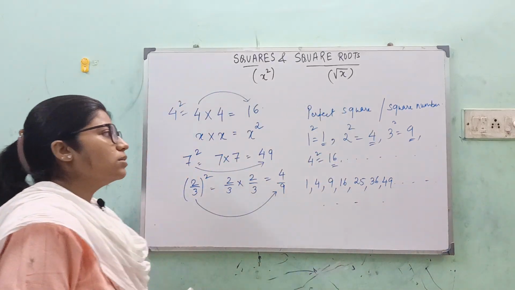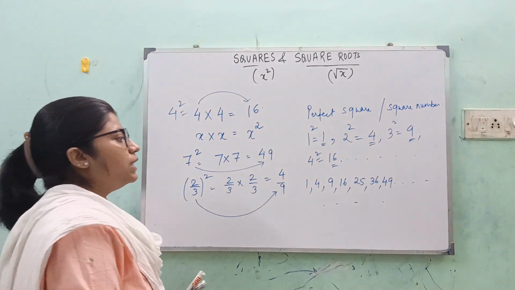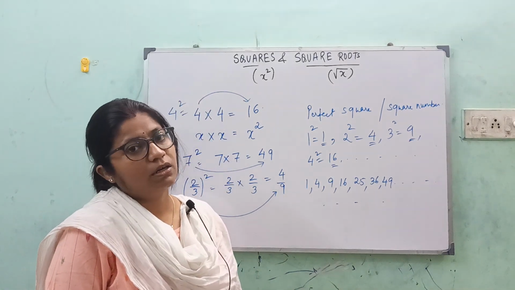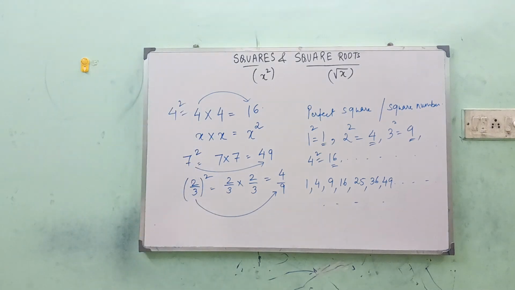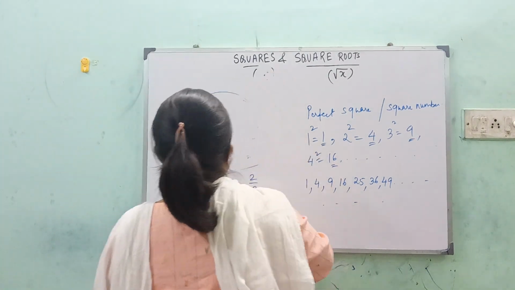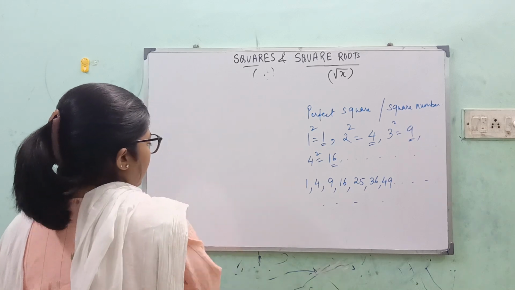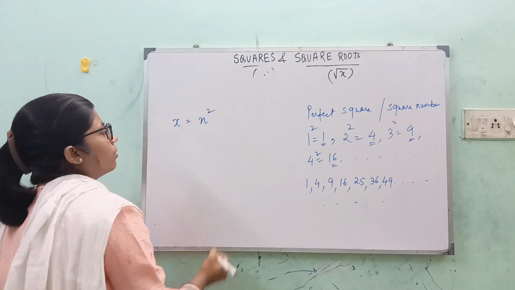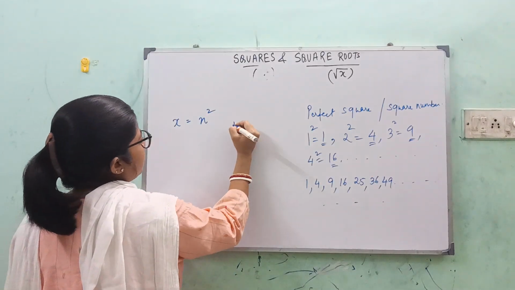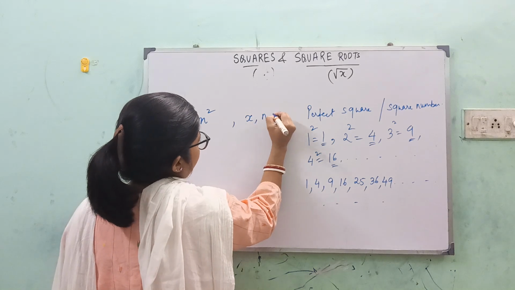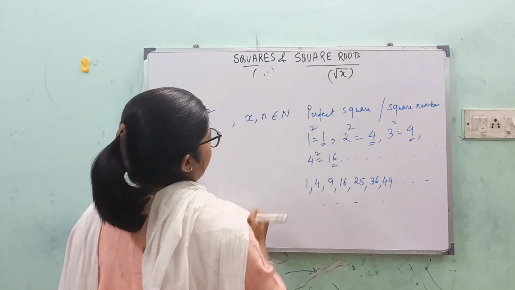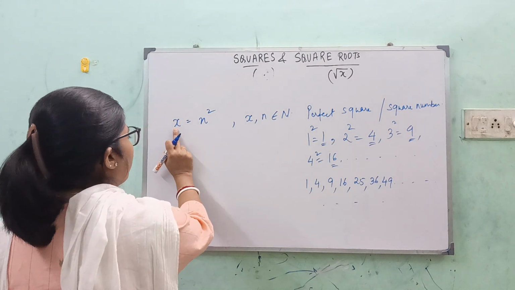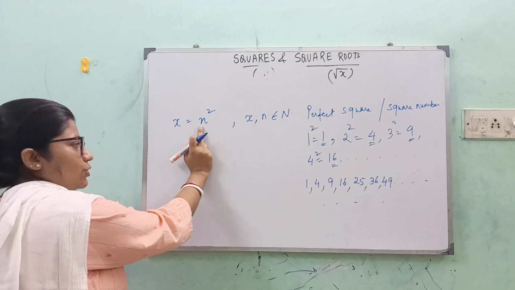Okay, so what are square numbers or perfect squares? These are natural numbers which are squares of another natural number. So we can represent perfect squares in this form. Say a natural number x which can be expressed in the form of n square, where x and n both belong to the set of natural numbers. So x is a natural number which can be expressed as the square of another natural number.